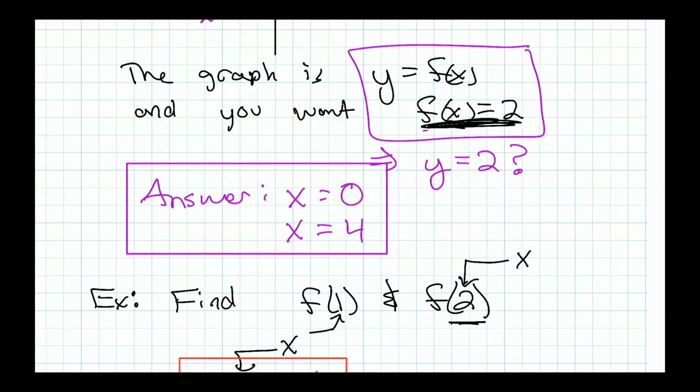So you should be able to do problems like that. If they give you the y value, you should be able to find the x value. And if they give you the x value, you should be able to find the y value. All right.